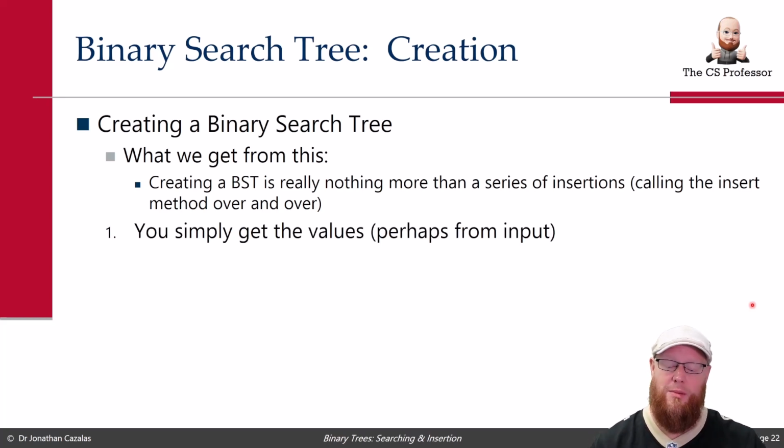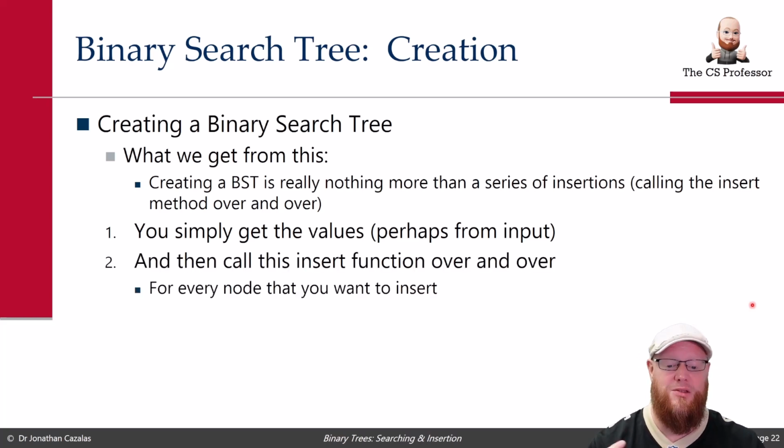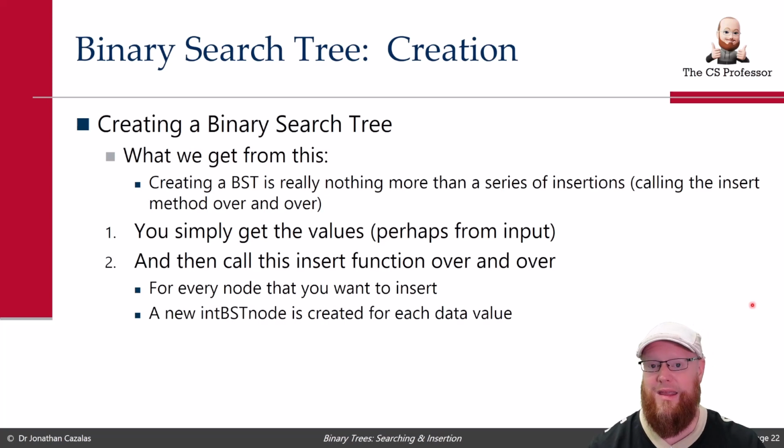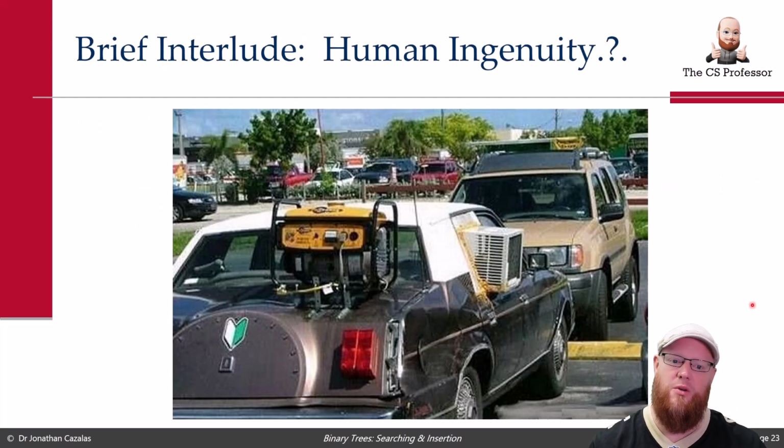We're going to get input, maybe from the user, maybe from a file, and we're going to then call this insert method again and again and again. And for each insertion, we're going to follow the rules of this ordering property, either inserting down to the left side or down to the right side until we arrive at an empty position, or you could say a new leaf position, and that's where we insert.